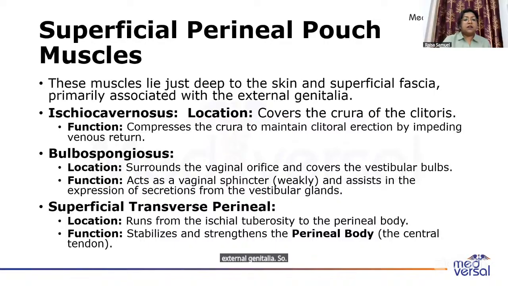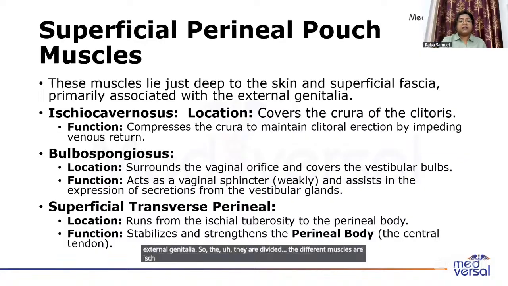So they are divided. The different muscles: first, the ischiocavernosus muscle. That is its location. It covers the crura of the clitoris. What is its function? It compresses the crura to maintain the clitoral erection by impeding the venous return.